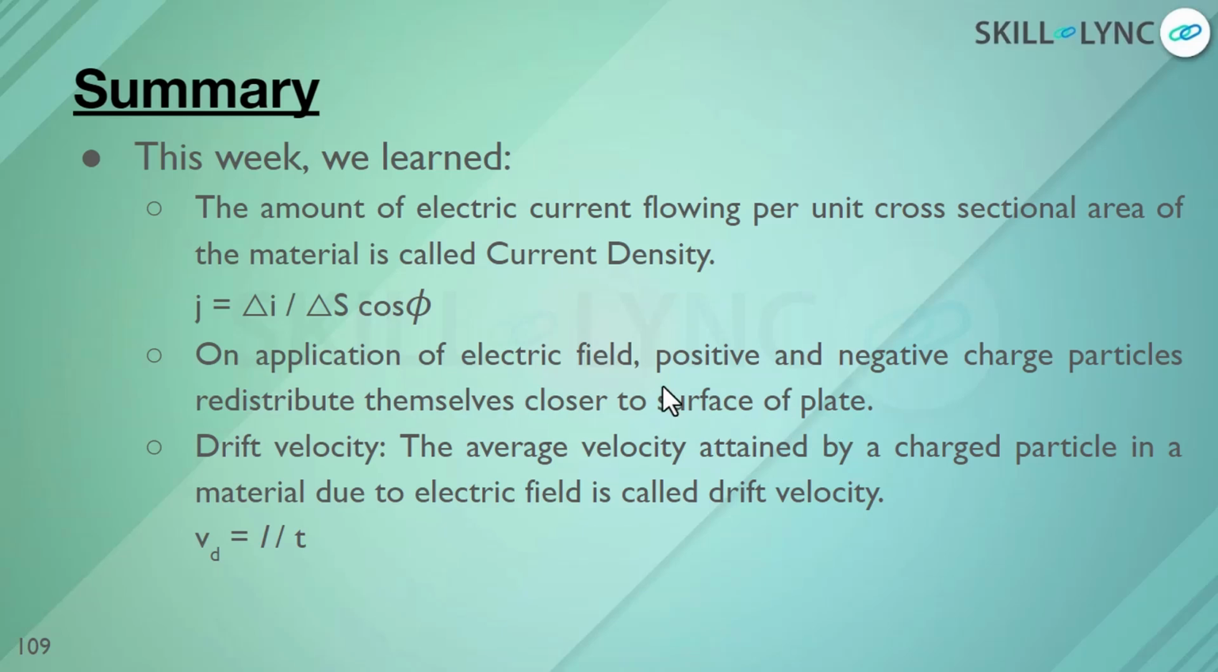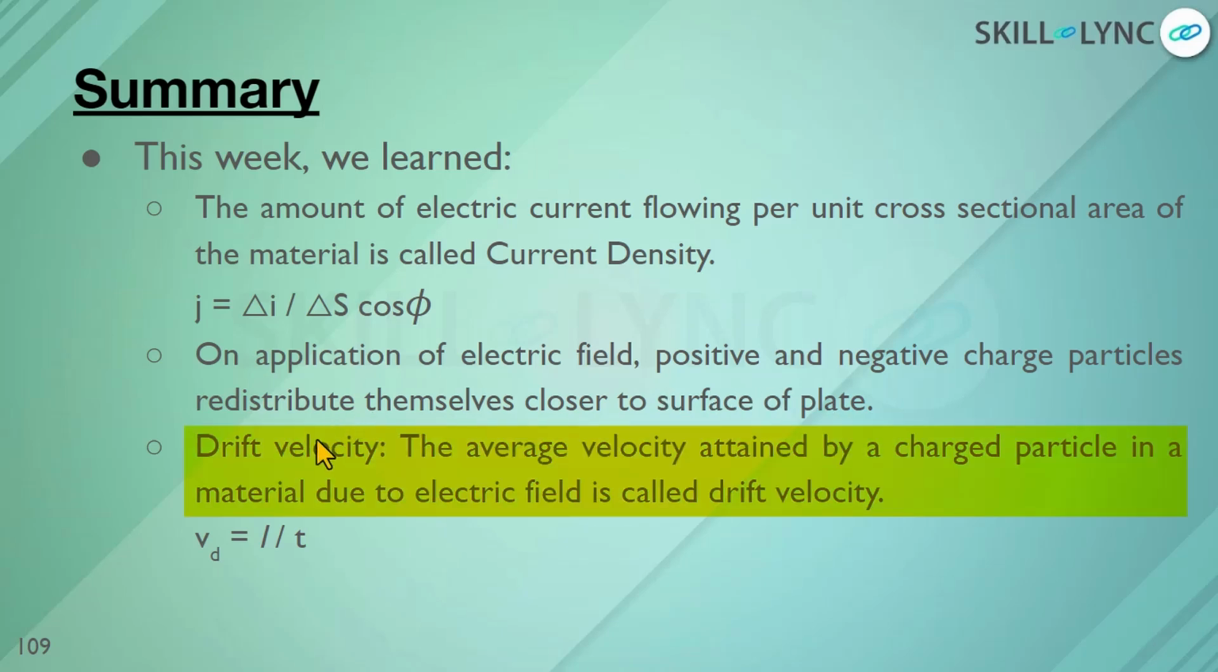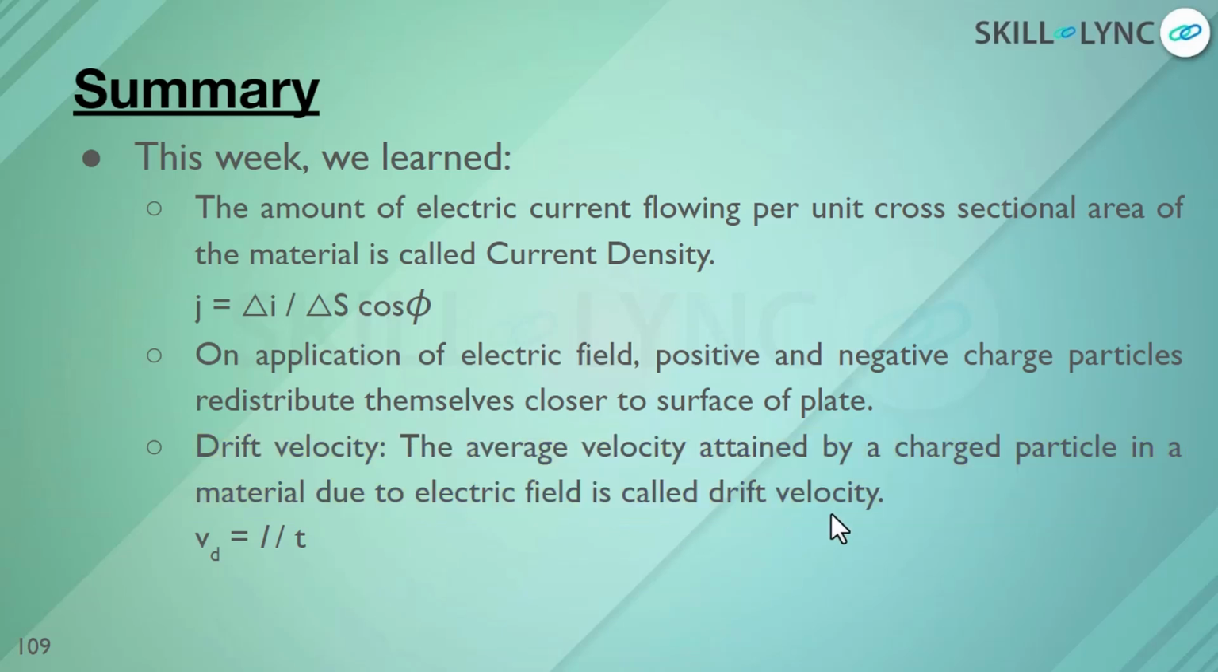This movement of particles causes drift velocity in the particles. There comes the drift velocity. The average velocity attained by a charged particle in a material due to the electric field is called drift velocity. Just now in the last point we have seen that when an electric field is applied, the particles redistribute themselves. During the redistribution, they attain some velocity.